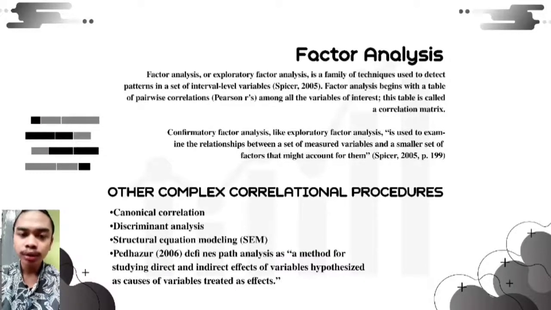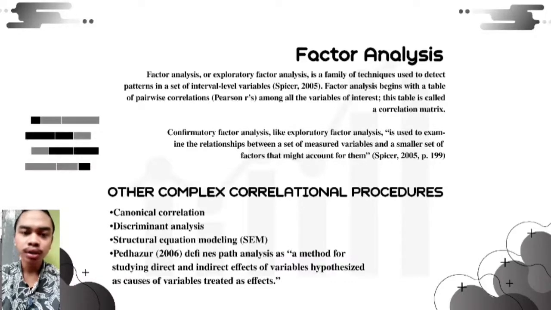Other complex correlational procedures. Several more complex techniques are available to investigate correlation of more than two variables. These analyses require more sophistication with statistics than is usually needed in a beginning research course. We briefly describe these techniques and refer interested students to other texts.